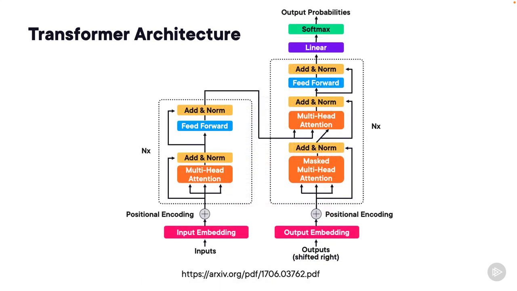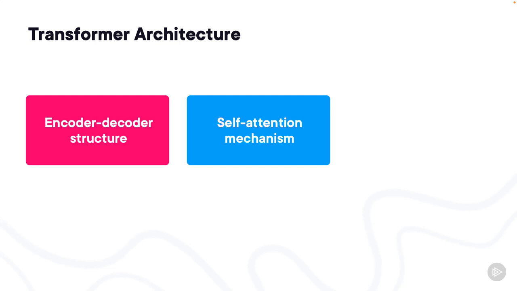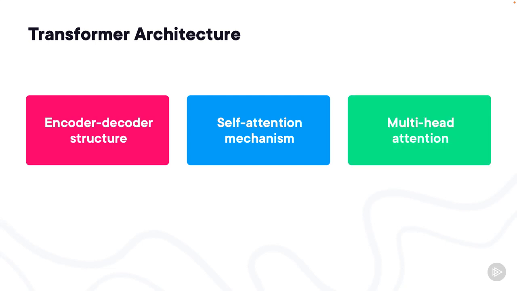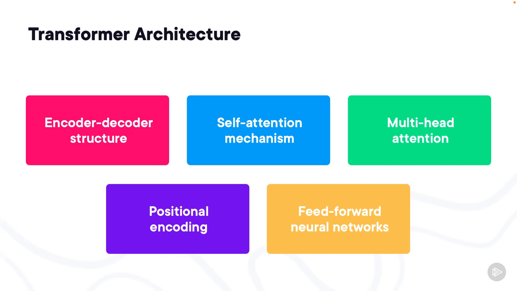Let me make it a bit nicer and easier to read. Here are the things that you need to know about in the transformer architecture, namely the encoder-decoder structure, self-attention mechanism, multi-head attention, positional encoding, and feed-forward neural networks. Let me talk a little bit more about each one.